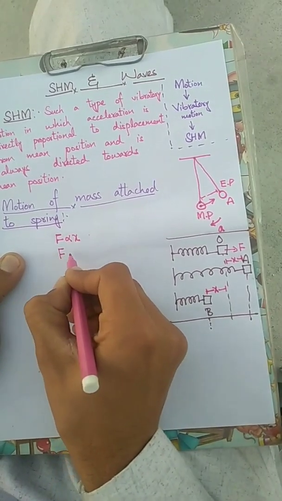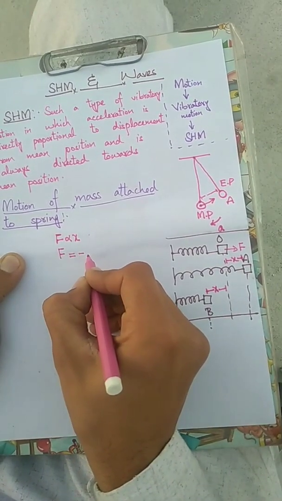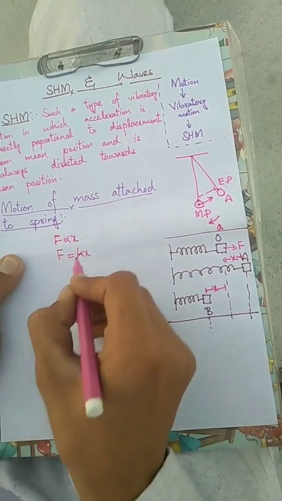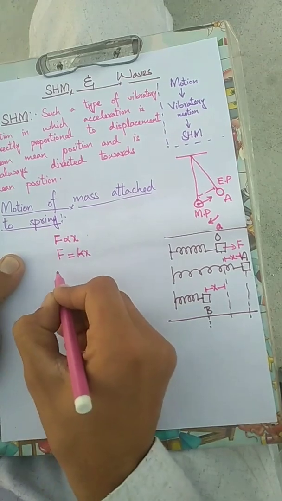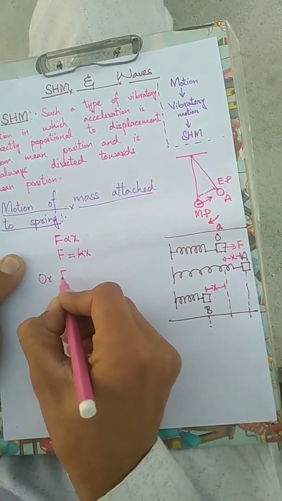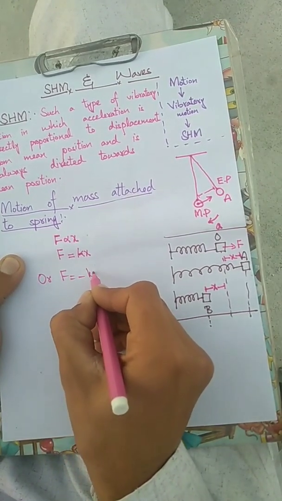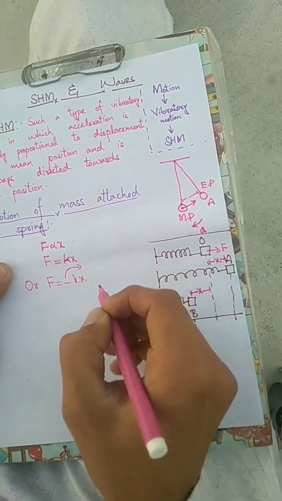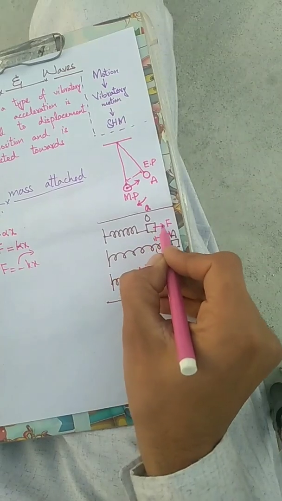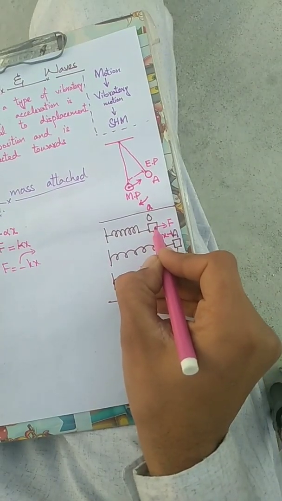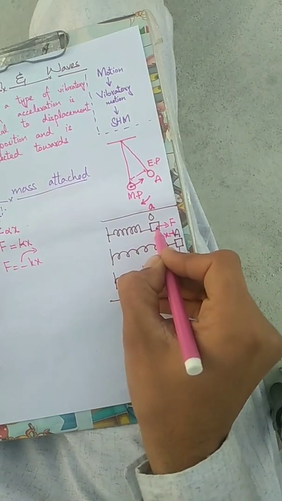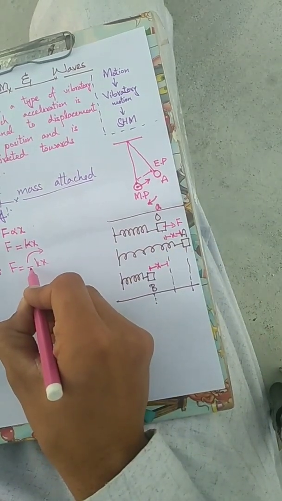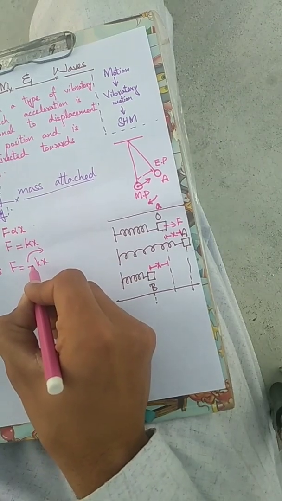We can also write it in this form as F is equal to Kx, where K is the proportionality constant, or it can be written as F is equal to minus Kx. Why have we written this minus sign? This is because when we apply a force F on a spring, the spring exerts a force back which is opposite in direction to that of the applied force. So this minus sign shows that the spring applies an opposite force.